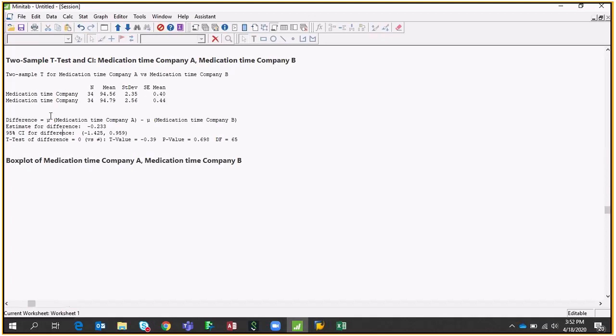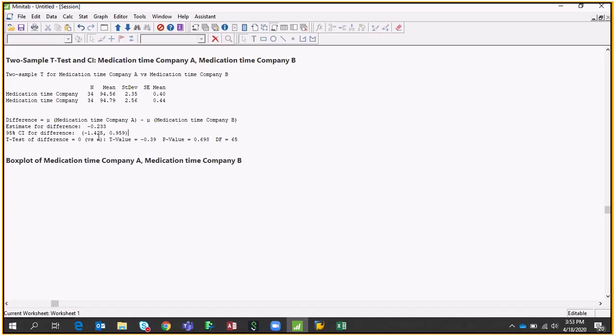So difference is nothing but the average of company A minus the average of company B, and if you see, the difference is coming minus 0.233. I will show you in the Excel as well. Then it will use a 95% confidence interval formula, this. And according to this value, this is your confidence interval of 95%, because our significance level is 95% and alpha risk is 5%.